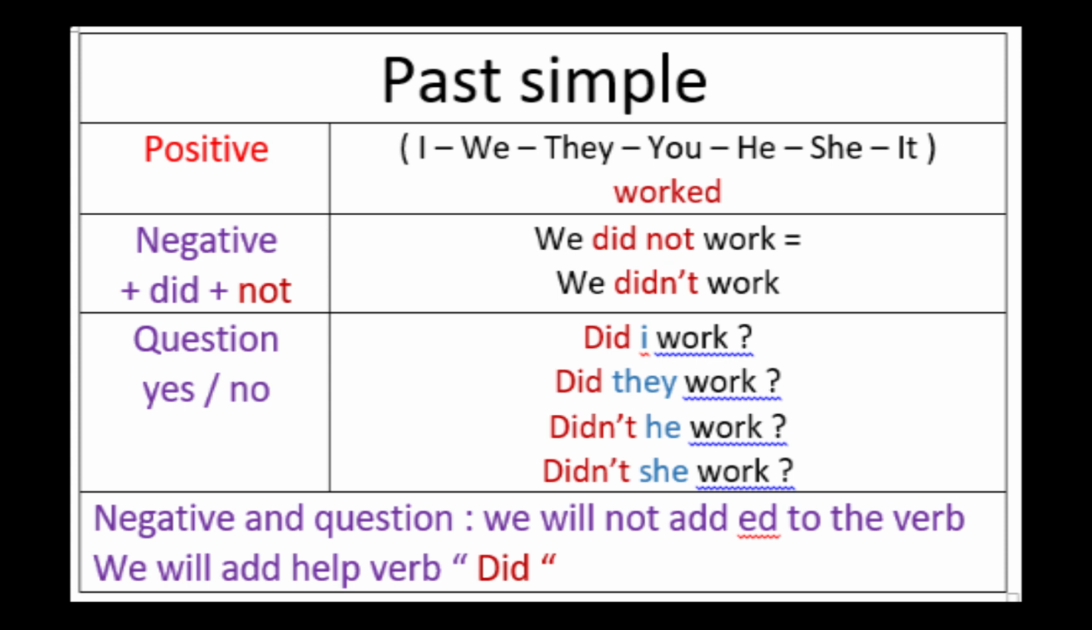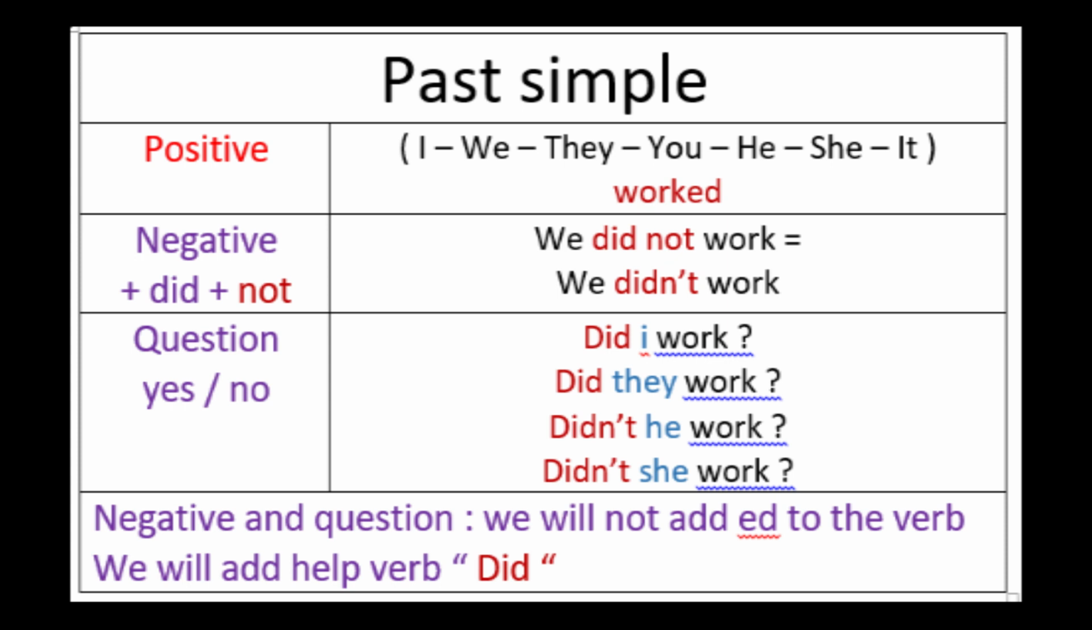By the way, did you realize something? In positive sentences, we change the verb by adding ed, but in negatives and questions, we will not add ed to the verb. We are going to add did as the helping verb. So the verb will remain in the base form. So I will say, I didn't work, and it will be the same for the question sentences. Again, we could ask this way, did he work and didn't he work? So this is the entire structure of the past simple for regular verbs.